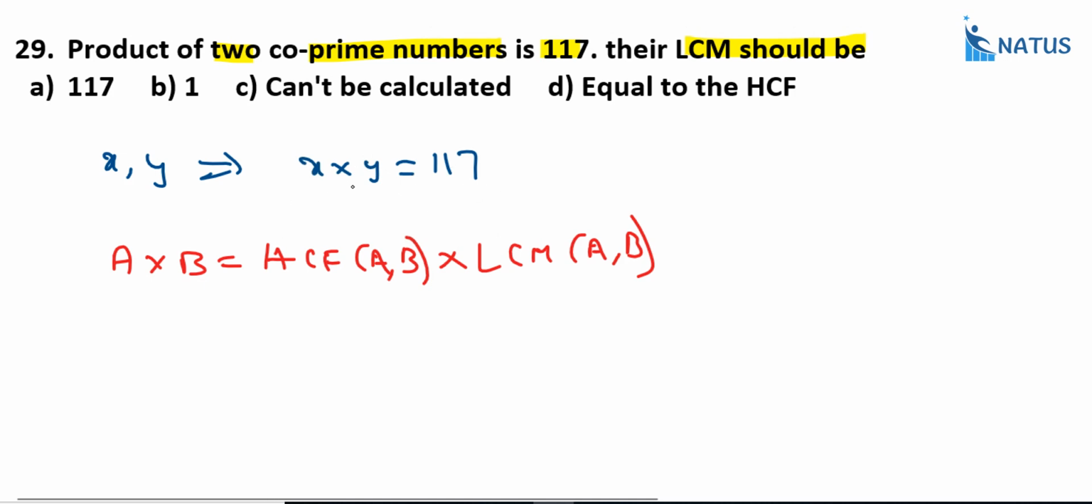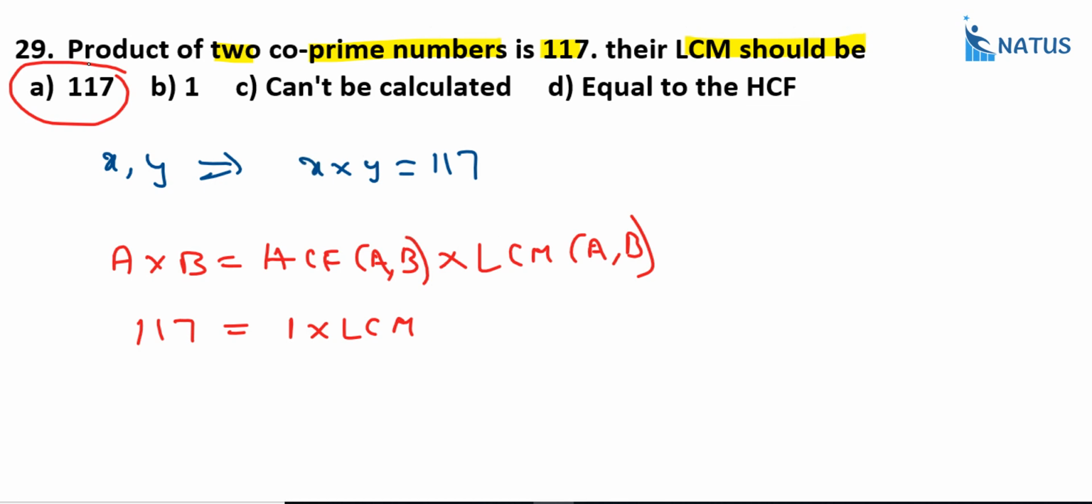Here x into y, let us take a into b, that is equal to 117, and what is the HCF? That is equal to 1. Why? Because if you take any two co-prime numbers, the HCF must be 1 into LCM. So what is the LCM? That is equal to 117. Option A is the correct answer. See, if you take any two co-prime numbers, the HCF must be 1 and the LCM must be the product of those two numbers.